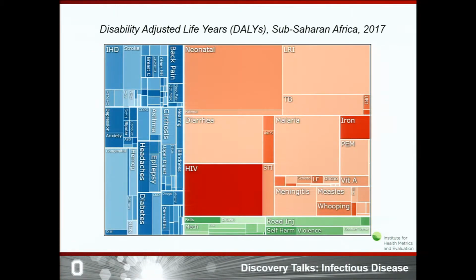This is in Sub-Saharan Africa. Notice that all of the non-communicable diseases shifted to the left, and the majority of years of life lost are due to communicable diseases that could be prevented, such as HIV, lower respiratory infections, neonatal infections, diarrhea diseases, and right in the middle we see malaria.